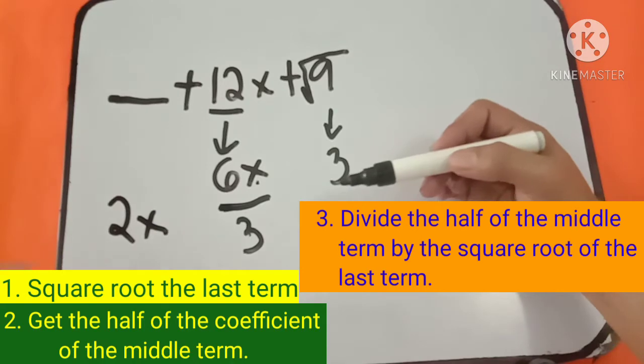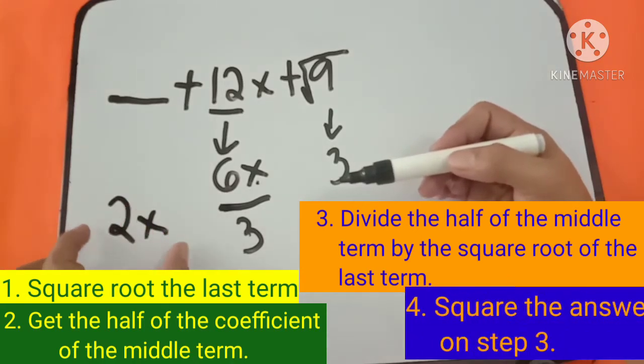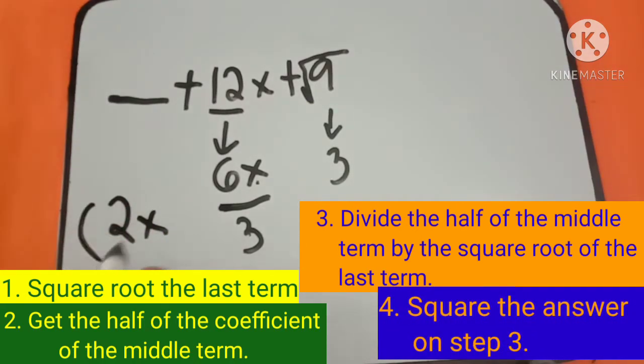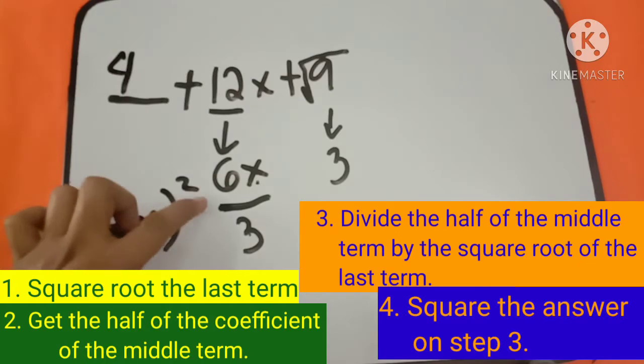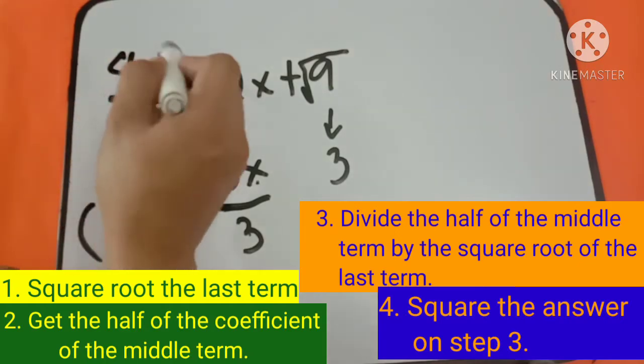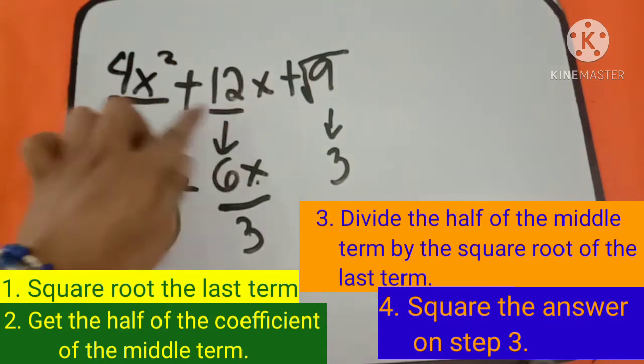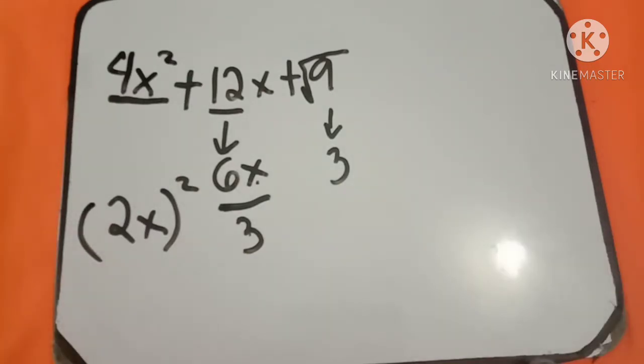Then we have to square this one. So we have a square. 2 squared is 4, and x squared is x squared. And that is the first term of this given trinomial.